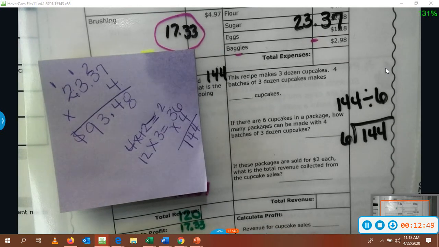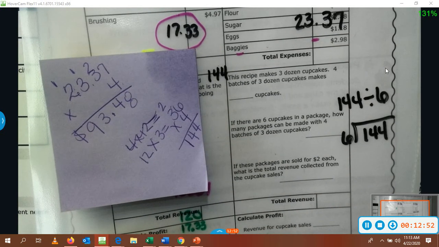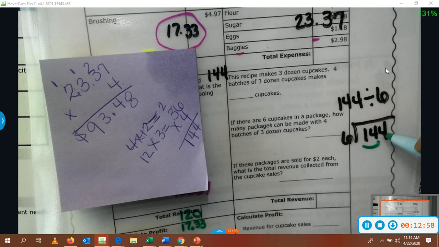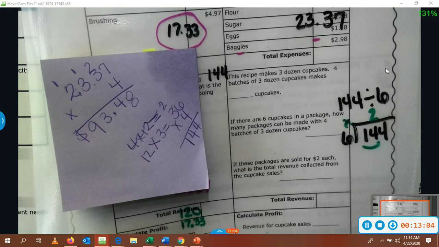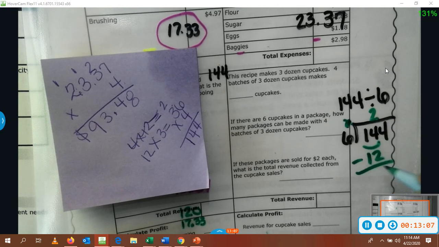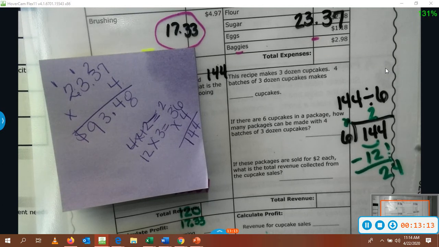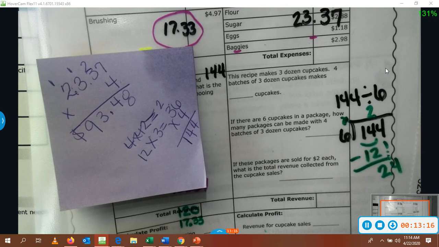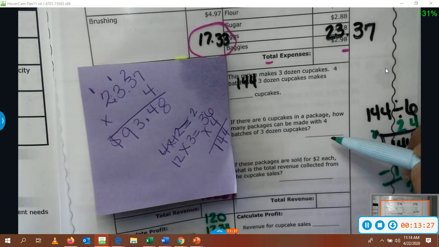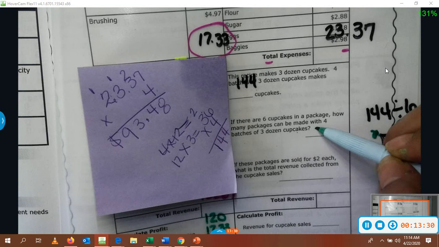Okay, so let's do the math. 6 will go in 1, no times. So we have to move over to the 4. 6 will go in 14 twice, because 6 times 2 is 12. 14 minus 12 is 2. Bring down your 4. And how many times will 6 go into 24? Right, 4 times. 6 times 4 is 24, leaving a remainder of 0. So your answer to this question will be 24.